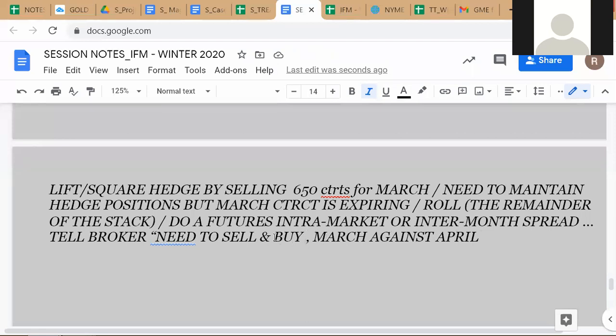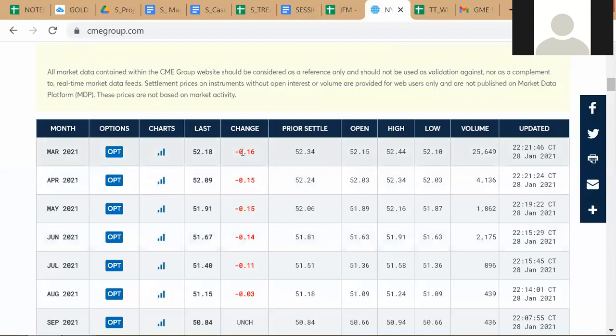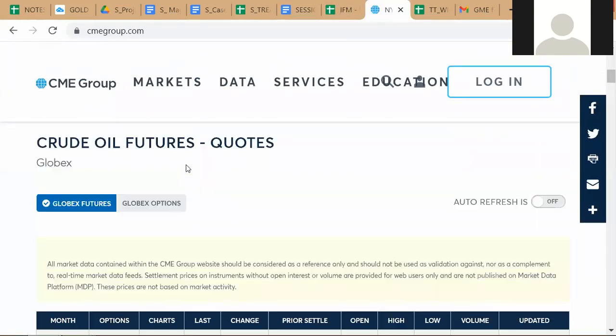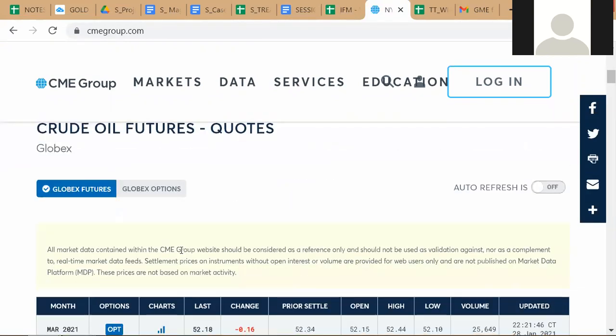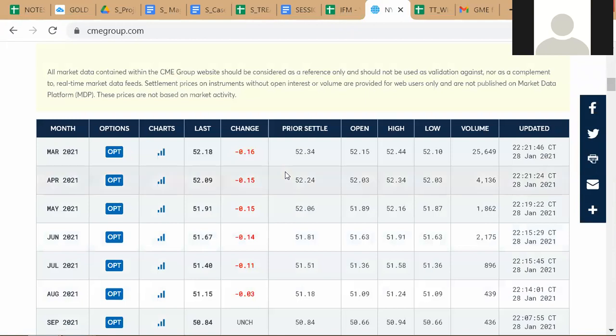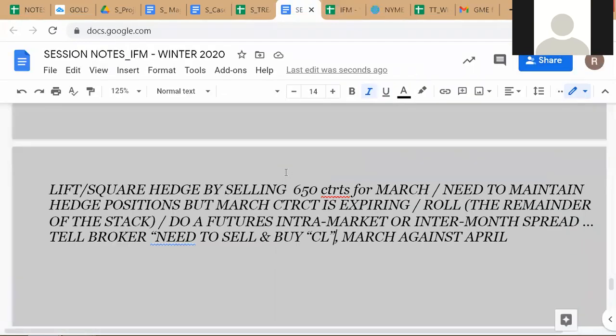Let's see, sell and buy which contract? CL. When you mention CL, they know that this is the contract for CL. Everybody who's trading any futures contract knows that. You can just tell him NYMEX West Texas Intermediate Crude Oil Futures, but if you just tell him CL, that's fine. With a symbol, everybody knows what you're trying.